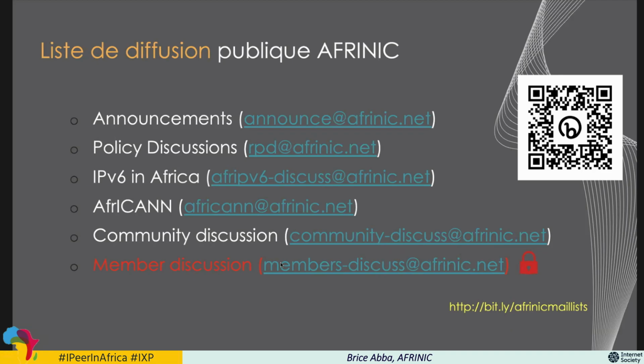AfriNIC communicates with its members and its community via different means. There's a QR code here on the screen. You can copy and paste the links if you're online, or you can also scan the QR code. This is a whole list of different available resources. I would suggest registering to the announcements. We've got policy discussions. That's a mailing list that is used by the community for coordination around regional policy development. I think it's important to participate because that's the basis for the community. You can learn about such and such measures.